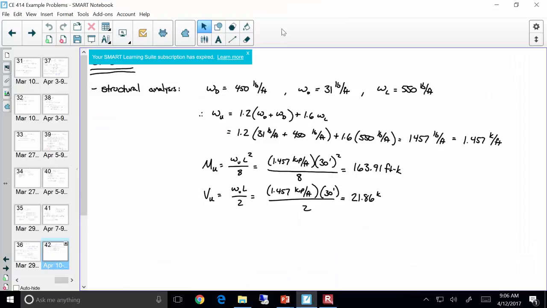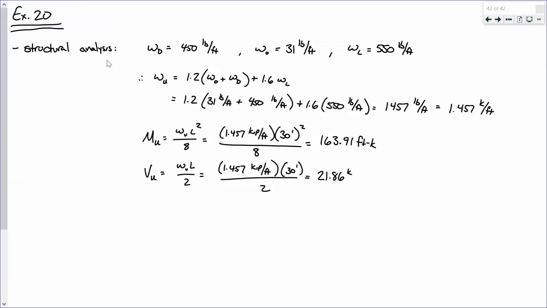So where are we at? Okay. So this is where we left off last time. We have a dead load of 450 pounds per foot, a self weight of 31, and a live load of 550. So we factor that, incorporating the self weight, we get about 1,457 pounds per foot. So wL squared over 8 and wL over 2 give us our moment and shear.